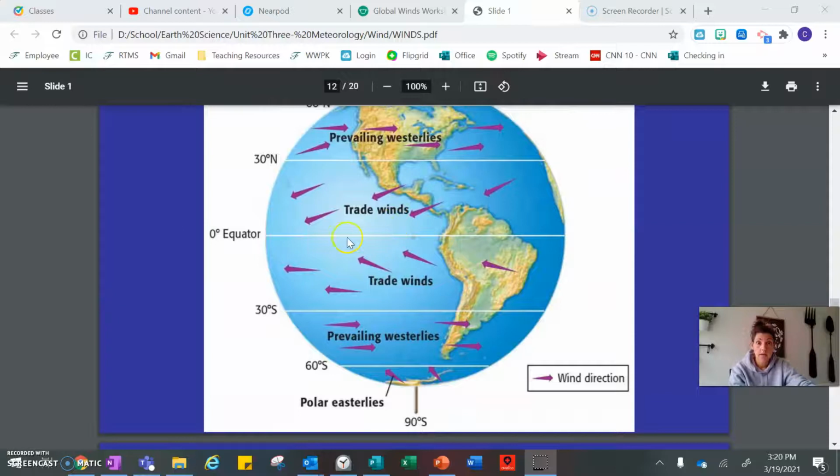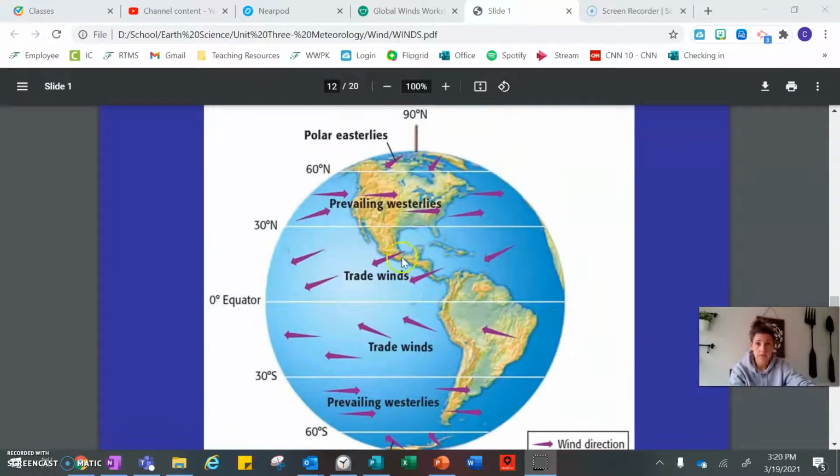So the equator is 0 degrees. And from 0 to 30 north, we have trade winds. We also have trade winds from 0 to 30 south. Now, they're called the trade winds because when we were trading goods from Europe to the Americas, sailors were able to use those winds to push their ships. They travel from east to west. So you could see how they're moving this direction.